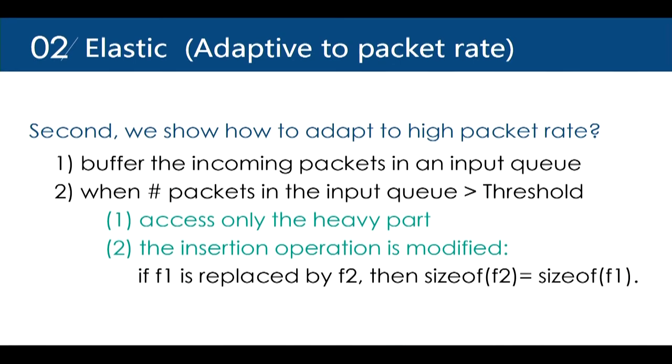Second, we show how to adapt to high packet rate. Recalling that our data structure has two parts, a heavy part and a light part. When the packet rate is very high, we only access the heavy part. And the insertion operation needs to be modified as follows.